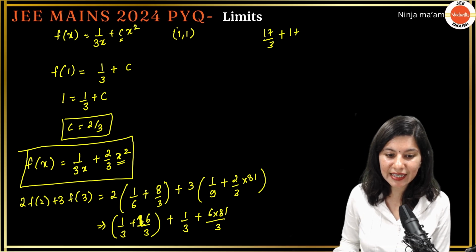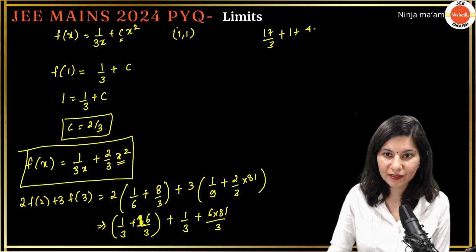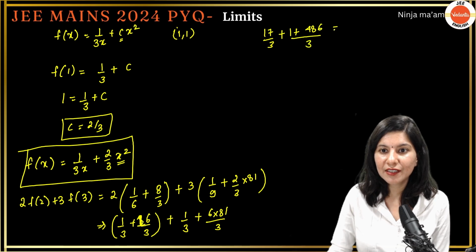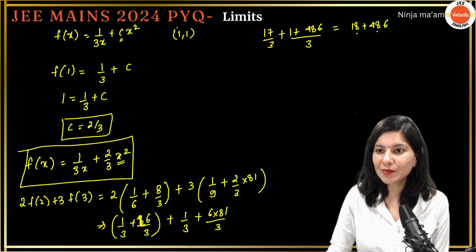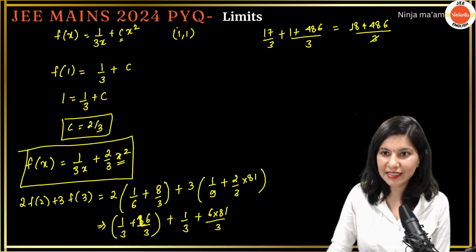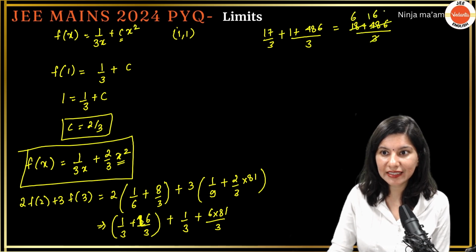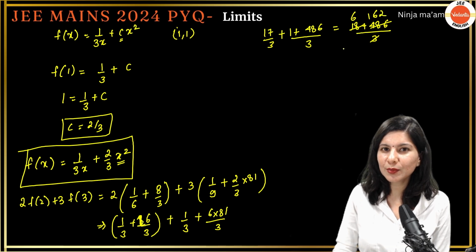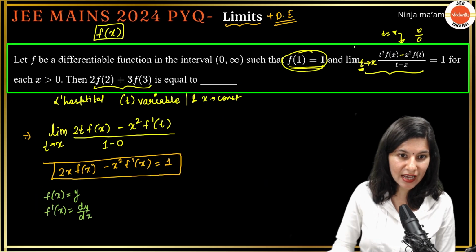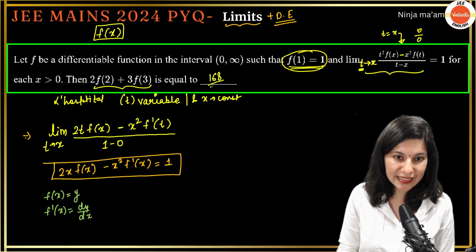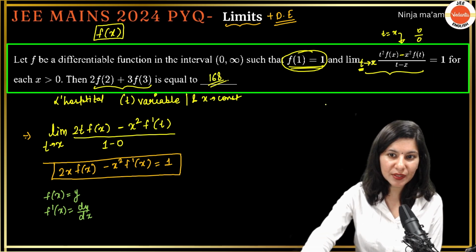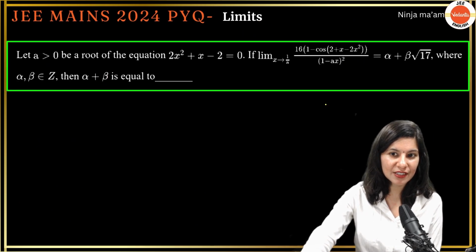6 ones are 6, 8 6 are 48. 486 by 3. So finally, 18 plus 486 by 3. Okay, 3 6 are 3 ones are 3, 3 6 are 18 and 3 2 are. So 162 plus 6 is 168. So what is the final answer of this question? 168. Chalo, let's move on to the next problem, my dear students.